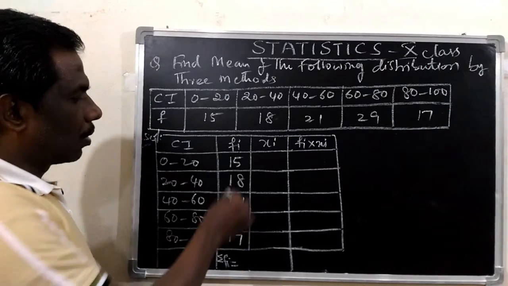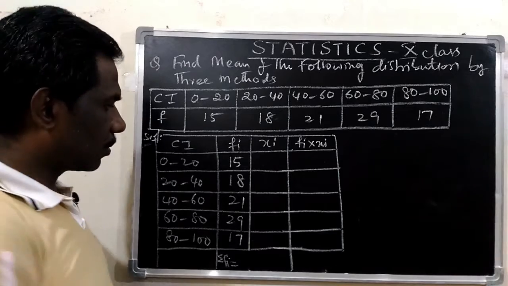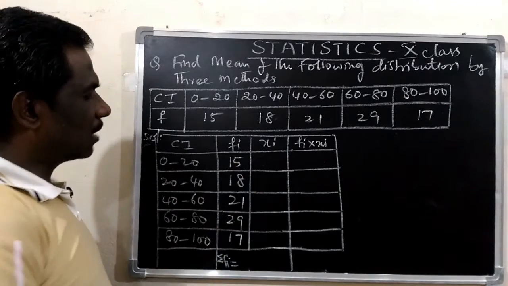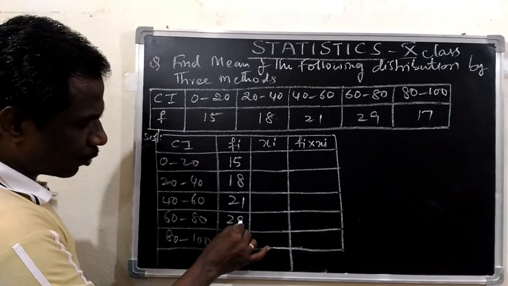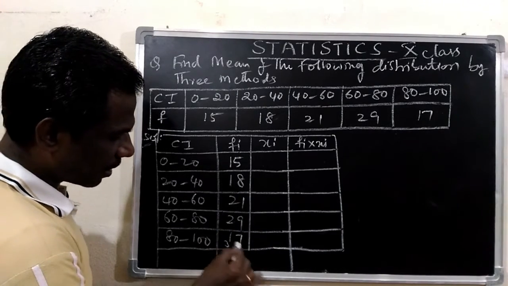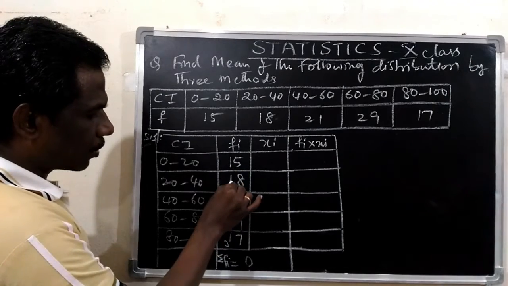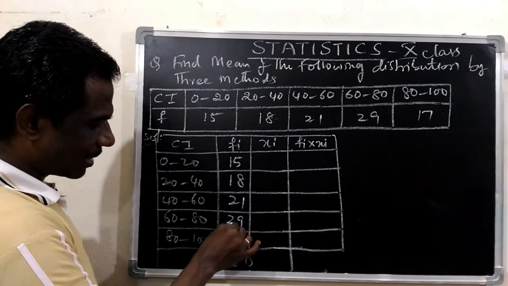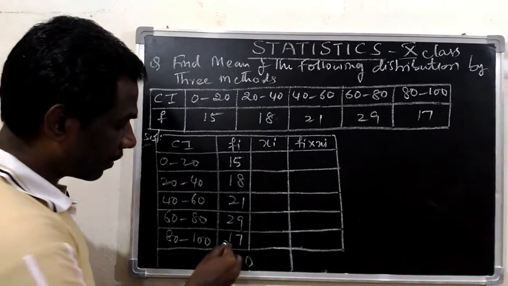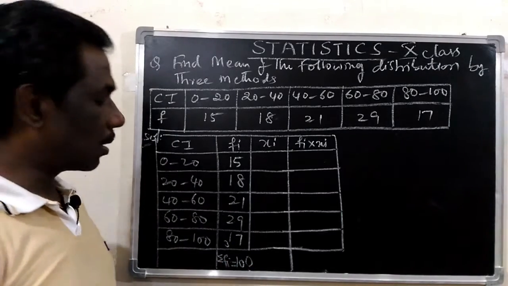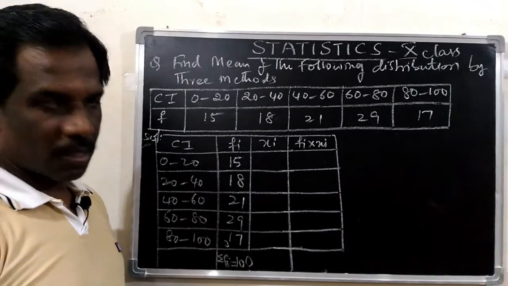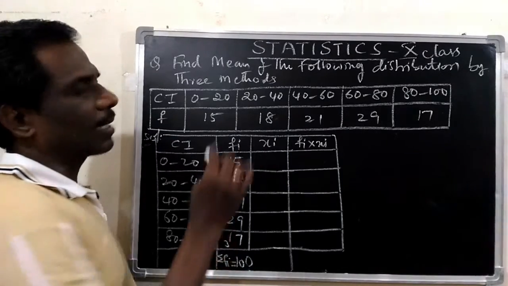First we have to total the frequency values. 5 plus 8 is 13, 14, and 14 plus 6 is 20, 23, 30, and 1 plus 1 is 2, 2 plus 2 is 4, 4 plus 2 is 6, 6 plus 1 is 7, 7 plus 3 is 10. So sigma fi is 100, the total frequency.